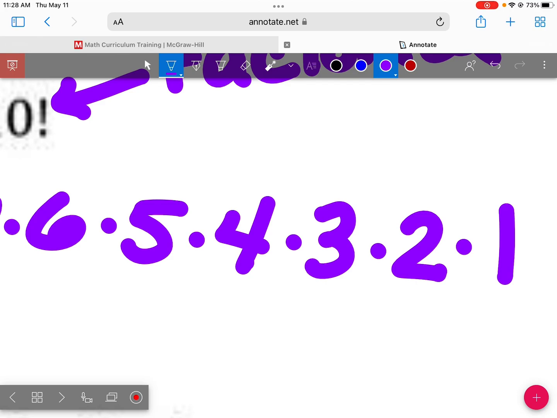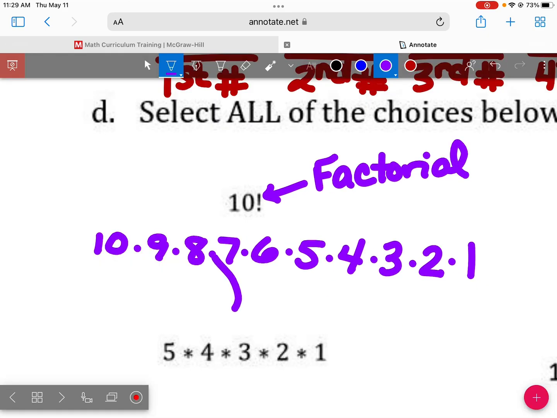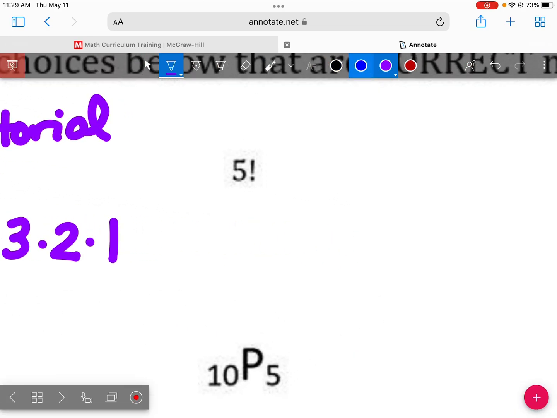Is that what we did up here? All the way down to 1? No. We did 10 times 9 times 8 times 7 times 6, and then we stopped there. Does this one stop there? This one would come out with a different answer then, because you're multiplying by more numbers. So that is not the same. So no.